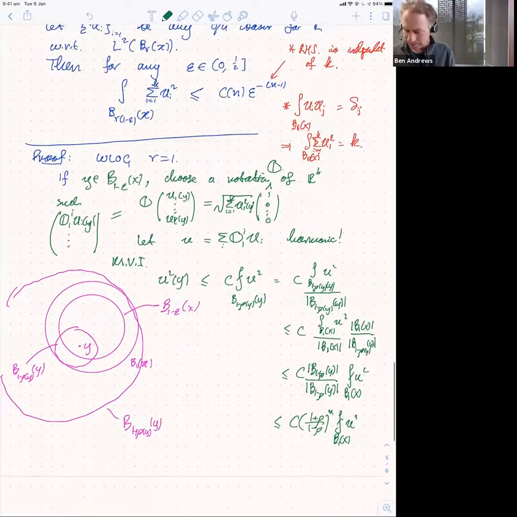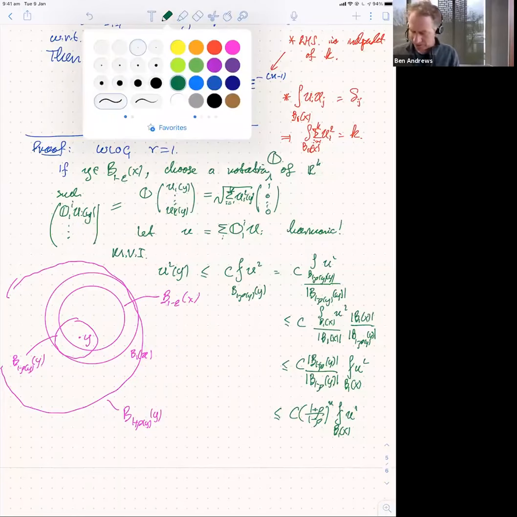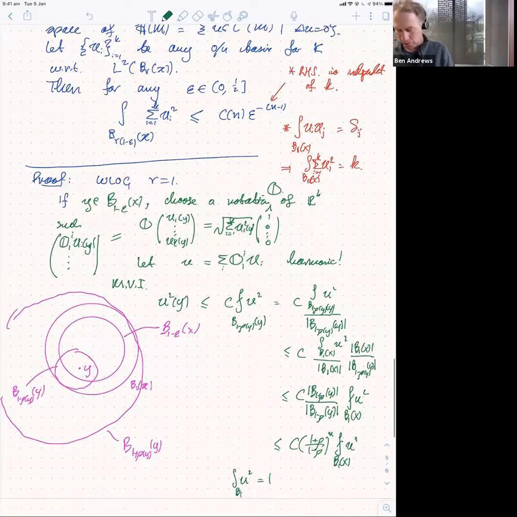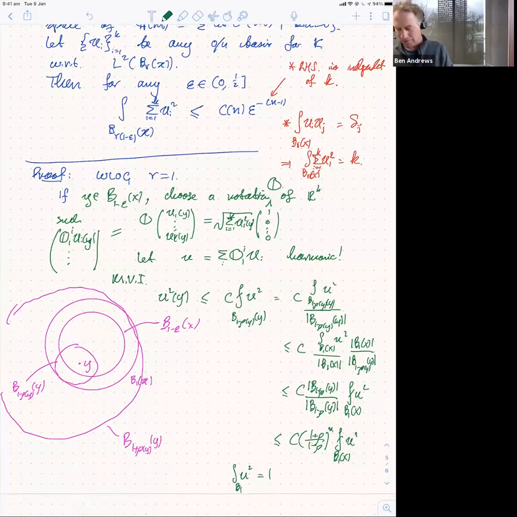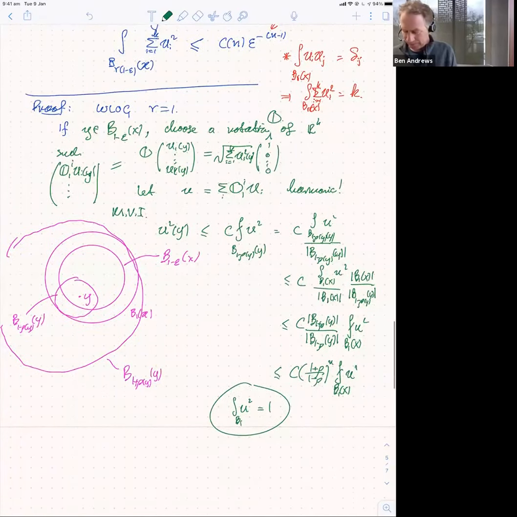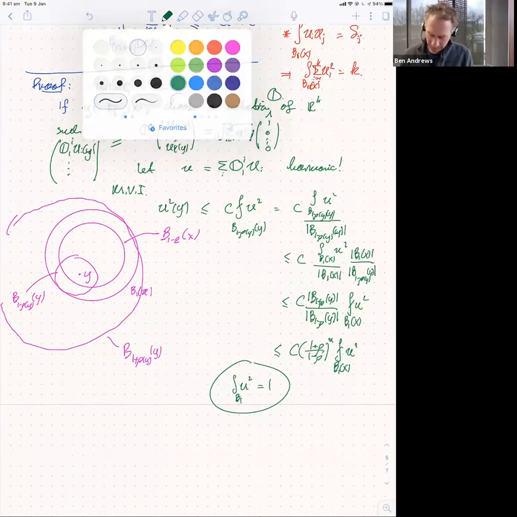Now, we're almost done. Let me just remark at the end here, the integral on the ball of radius 1 of u squared is just 1. Because remember, I got u as a rotation of the ui's. So it's a rotation of an orthonormal basis, and so it has length 1 in L2 of B1. So we have this term here bounded. So there's an easy estimate now, which is not the optimal estimate.